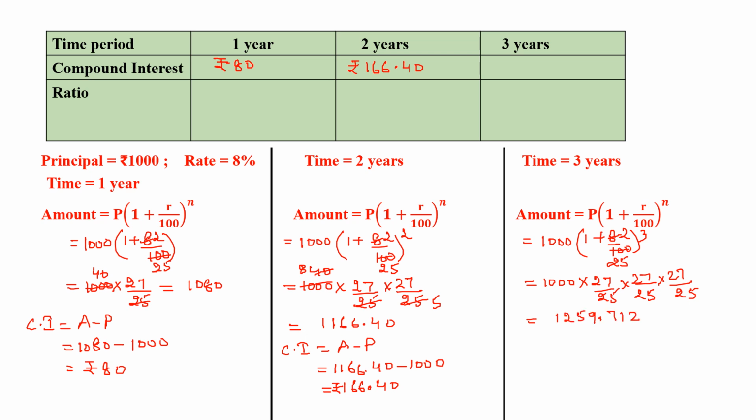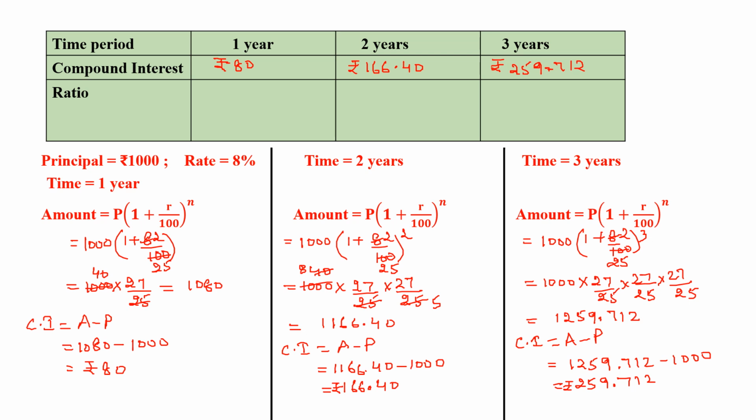1259.712. And again find the compound interest, which is amount minus principal. So it will give you 1259.712 minus 1000, as principal is 1000, and you will get 259.712 rupees. So now here you have to put the value 259.712. This is your compound interest.